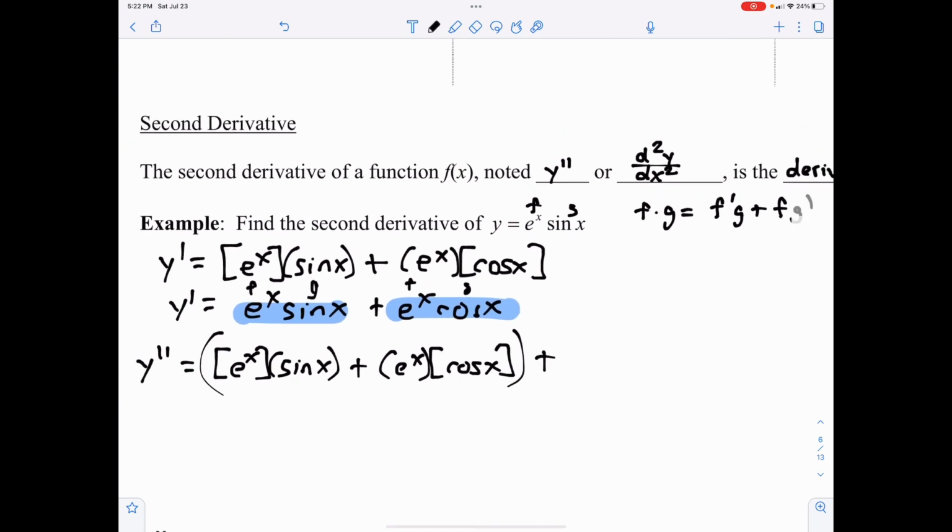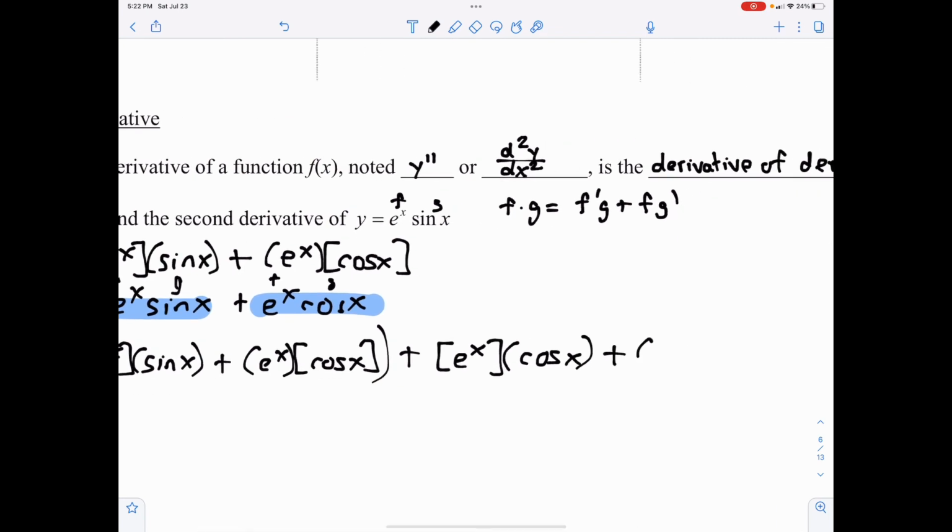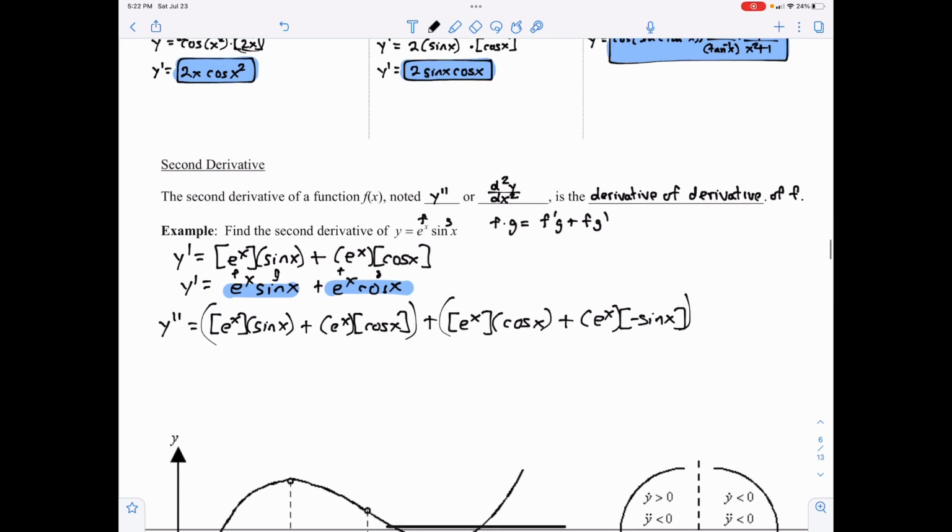Again, the derivative of the f function would be the derivative of e to the x, which is e to the x, times the original g, which is cosine, plus the original f function, which is e to the x, times the derivative of cosine, which is negative sine. Okay. Now, we have 4 terms here, a bunch of e to the x, sine of x, e to the x, cosine of x.